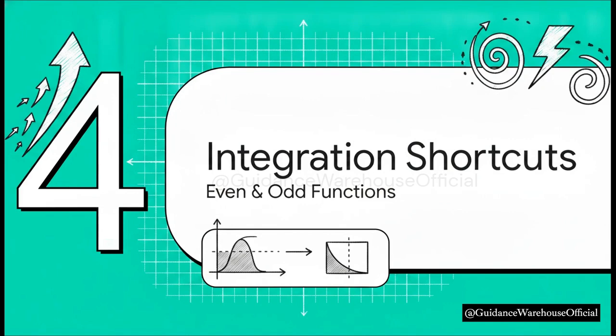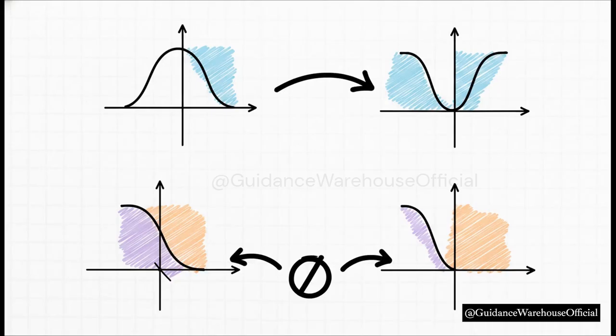Section 4. Shortcuts for even and odd functions. Now that we've really nailed down the basic idea, let's move to some incredibly powerful visual shortcuts that are going to save you a massive amount of calculation time. Whenever you're integrating over a symmetric interval, meaning you're going from negative a to positive a, always look at the shape of the function. If it is an even function, meaning it's perfectly symmetric across the y-axis, you literally don't need to do the full math. Just integrate from 0 to a and then double your result.